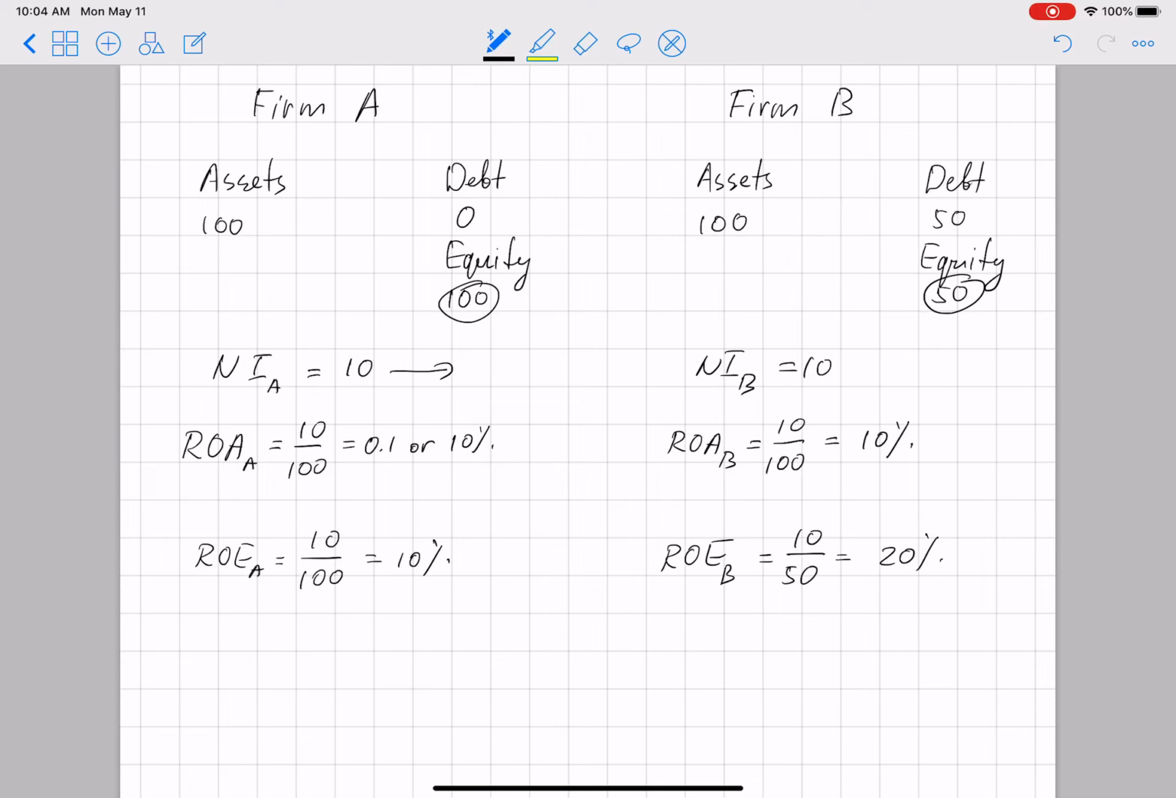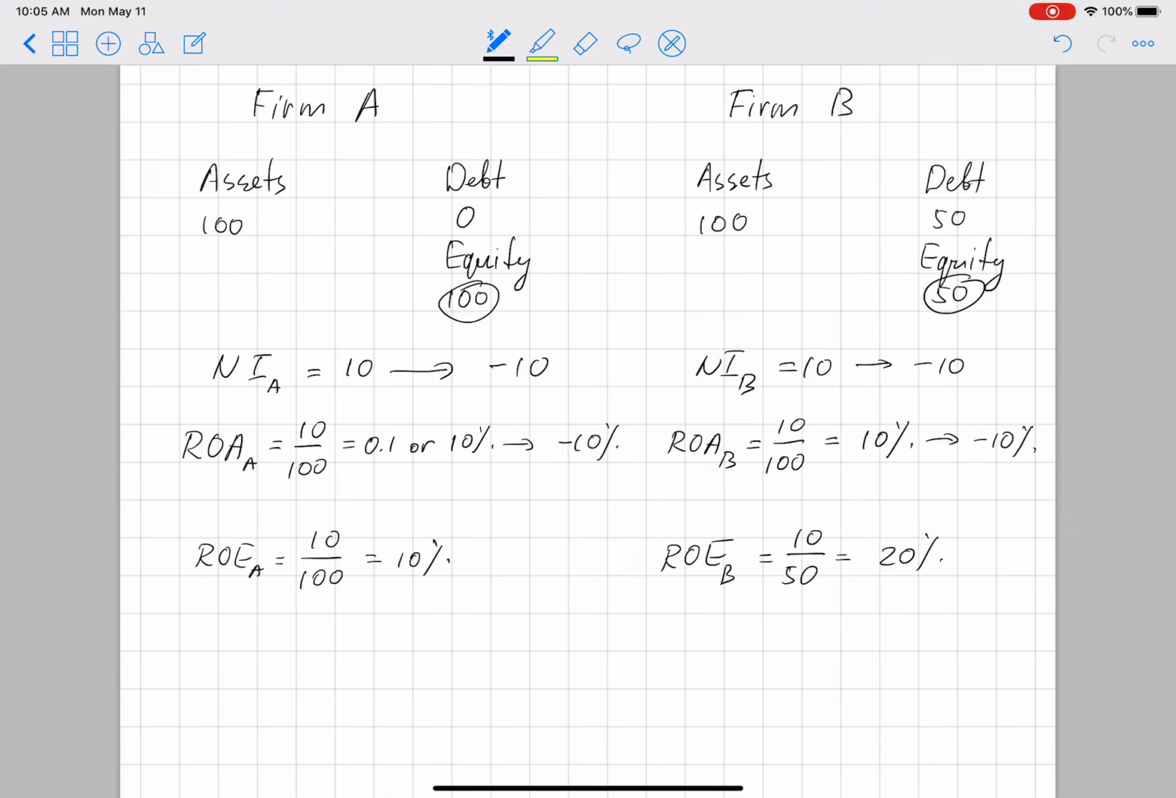Okay, so suddenly, maybe next quarter or next year, your net income becomes negative. Well, your ROA will be minus 10%. And for firm B, again, it's minus 10 here, it will also turn to minus 10%.